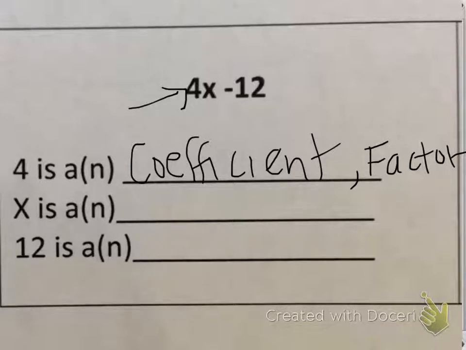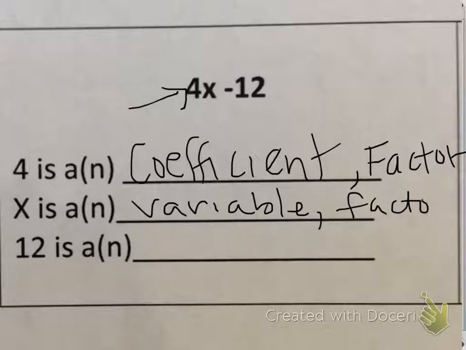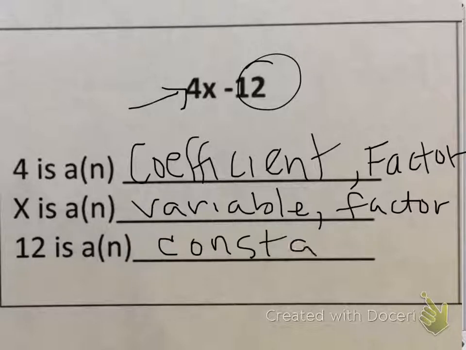X on this is actually a variable, but you also could have called it a factor, and really most of the time on these questions it can be a factor. 12 is a constant. It's back there standing by itself. But again, 12 is going to be a factor of itself, so it could be a factor also. Okay.